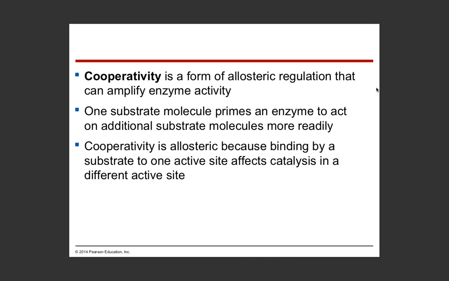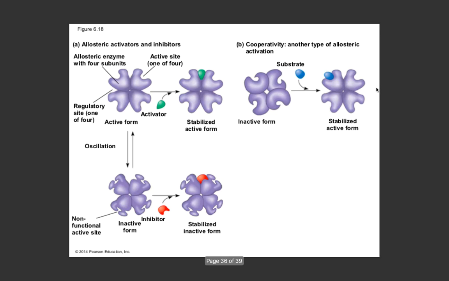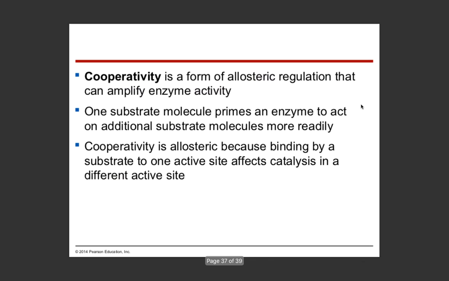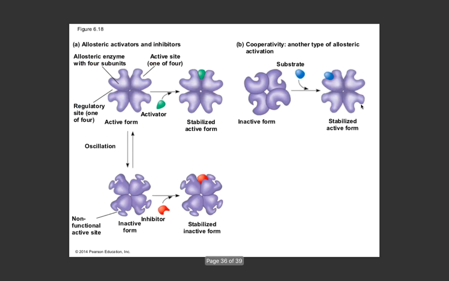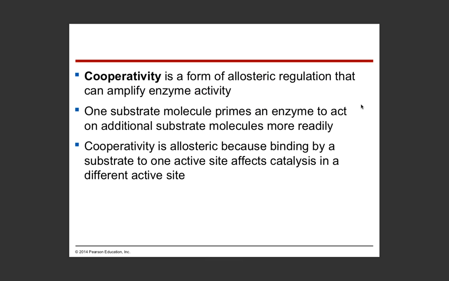So cooperativity is a form of allosteric regulation that can amplify enzyme activity. Like I said, if you have the binding of a substrate that's going to turn it on, then it will also want to bind the other 3 substrates. Of course the substrates are typically the same. You can see in this picture very clearly that they would be the same. So we have one substrate molecule that primes the enzyme. Then it's going to want to add on additional substrates more readily than it would before.